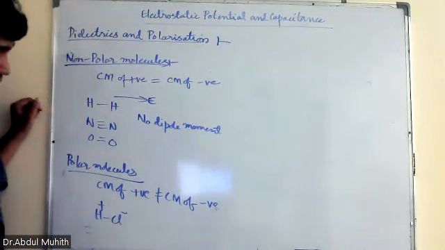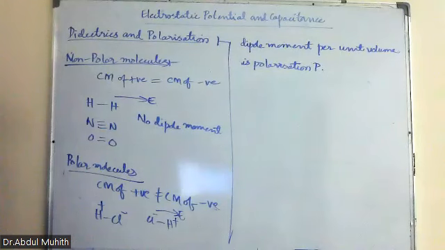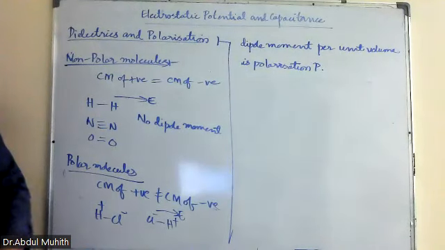So next is what? Dipole moment per unit volume is called polarization. Dipole moment per unit volume is said to be polarization, denoted by P. How much dipole moment is taking place, means when you place a dipole in the electric field, how much rotation or how much it will flip in the direction of the electric field? That is said to be dipole moment per unit volume, which is known as polarization.